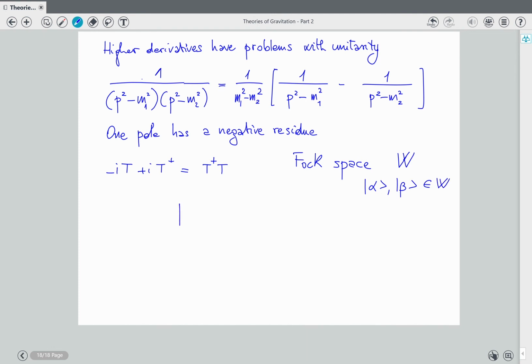So in terms of states, you have an identity written like this. These are the in and out states. And so that is equal to alpha T dagger T beta. Fine. Let me insert a completeness relation here.